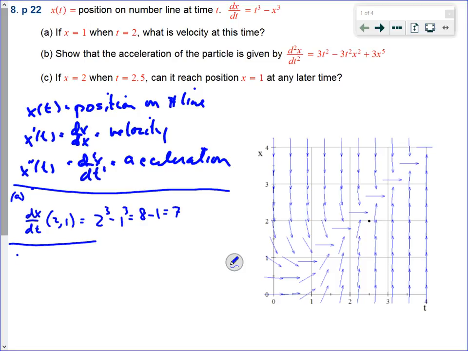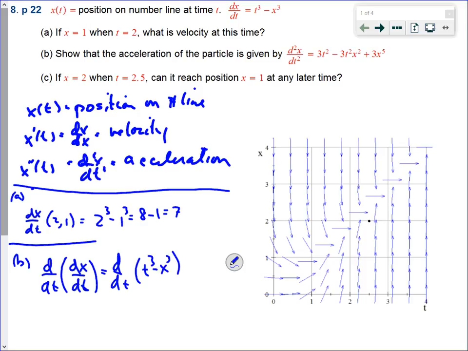Next, let's show that the acceleration of the particle is given by the second derivative equals all of that. So we're going to take the derivative with respect to t of dx dt. And that's going to be the derivative with respect to t of t cubed minus x cubed. So take the derivative of the left and of the right.